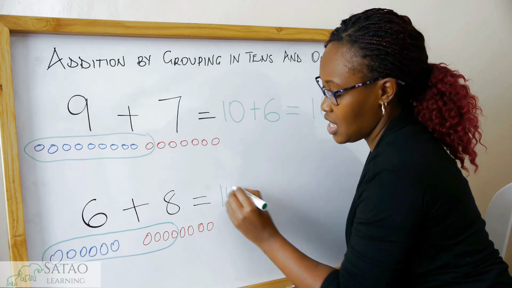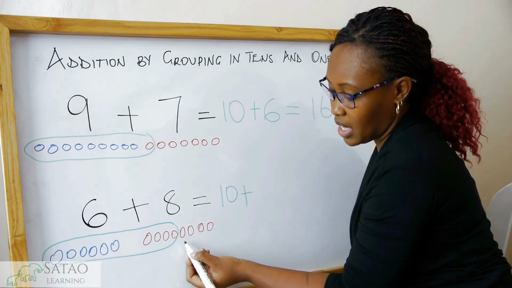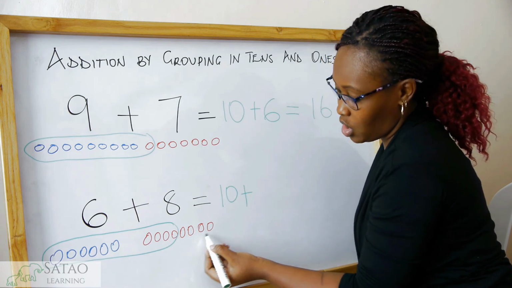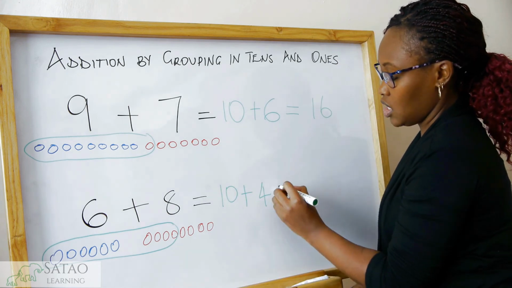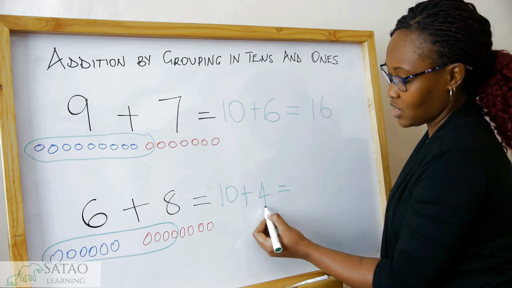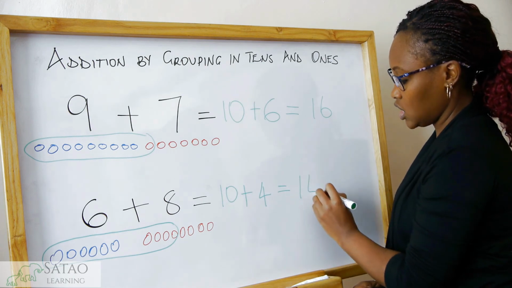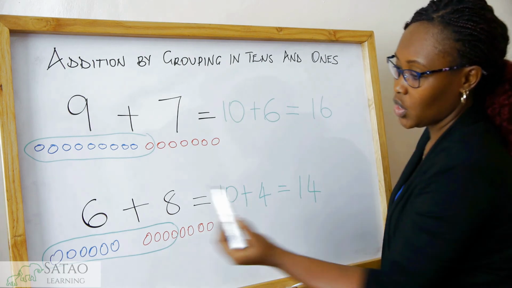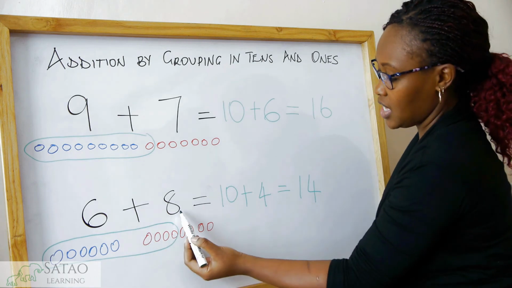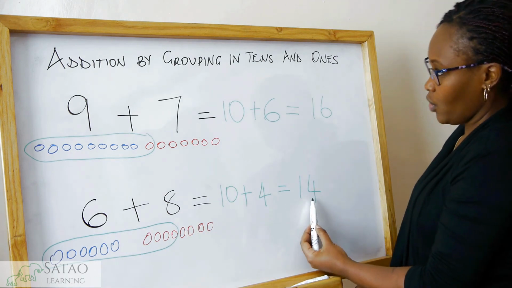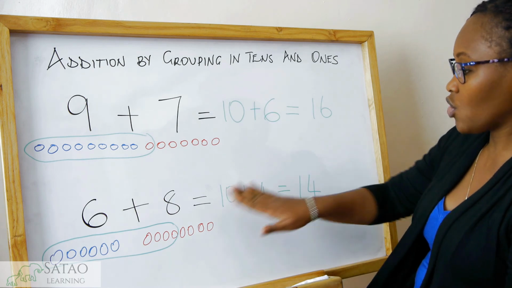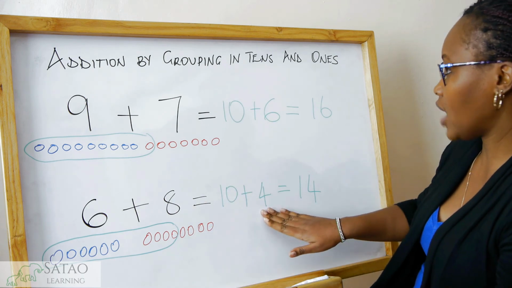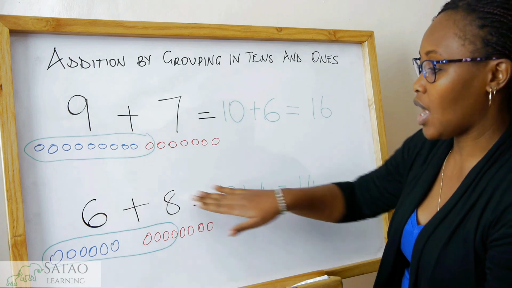And we write 10 here, plus what remains? 1, 2, 3, 4. 10 plus 4 is equal to 14. So therefore we know that 6 plus 8 equals 14. So that's how we can use grouping into tens and ones to add two numbers.